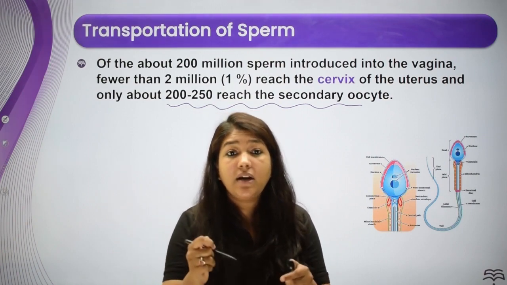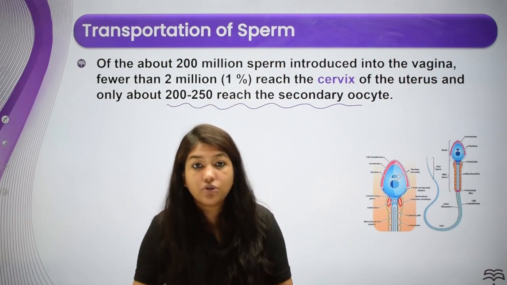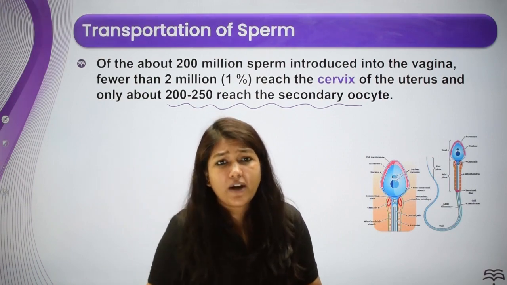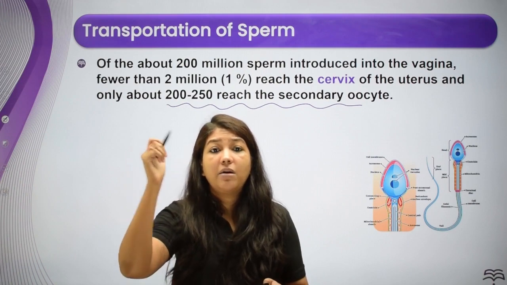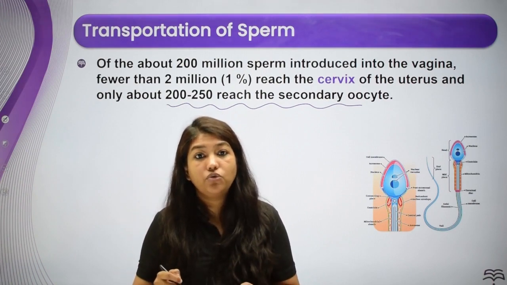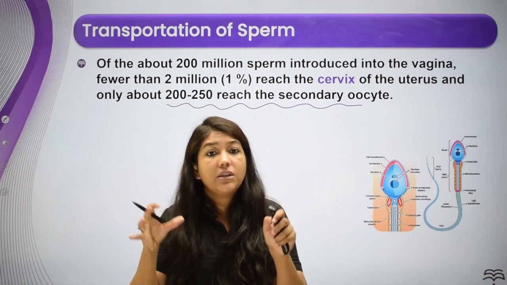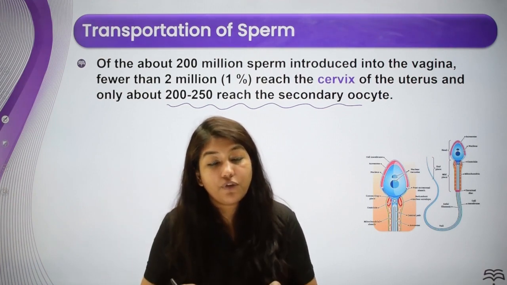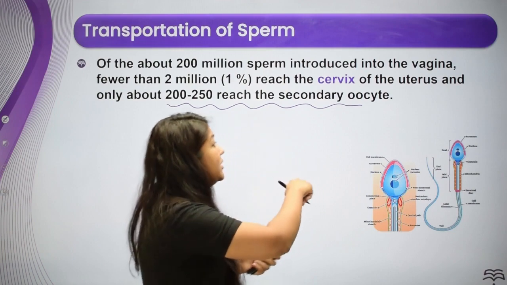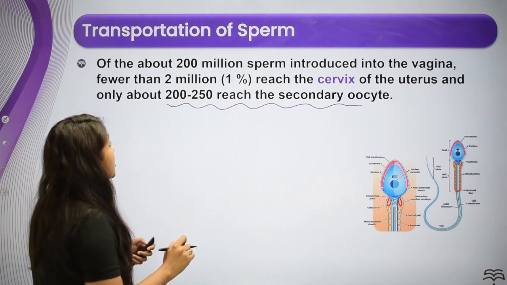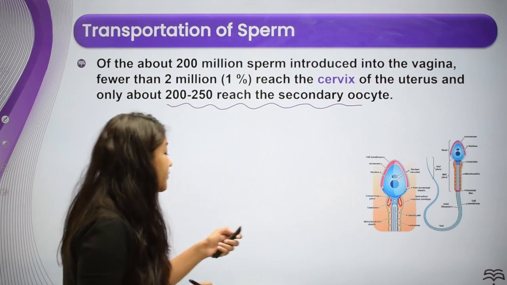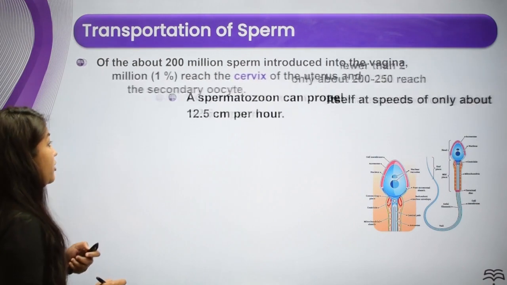Okay, once they enter into the vagina, they are exposed to the low pH of the vagina. Then there are phagocytes present, and there are muscles present in the uterus, due to which the sperms get destroyed. They get destroyed due to the environment of the female reproductive tract, and ultimately how many sperms reach the secondary oocyte? Only 200 to 250 sperms are going to reach the secondary oocyte.